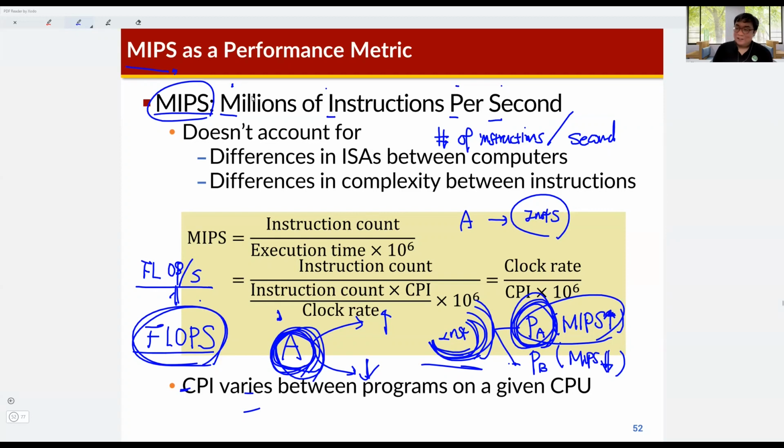This is a little bit confusing, so I will make a question for this MIPS in the midterm exam.